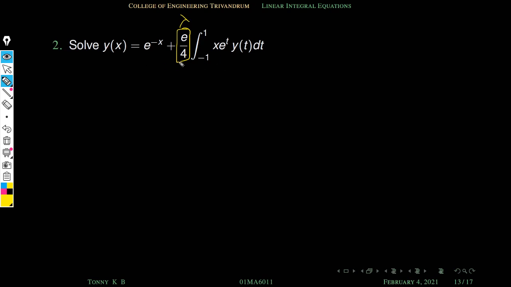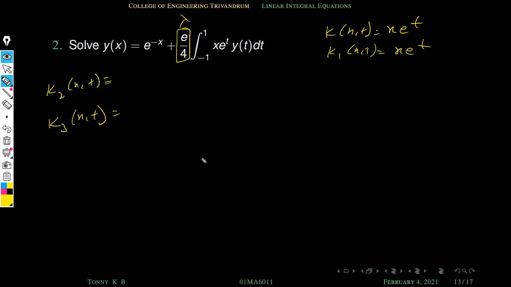Okay, so anyway, in this problem, you can easily identify the kernel. Our kernel is K(x,t), that is equal to x e raised to t. Okay, the kernel is x e raised to t. So K1 itself is K(x,t). So K1 is also x e raised to t. Then we have to find K2 and K3.